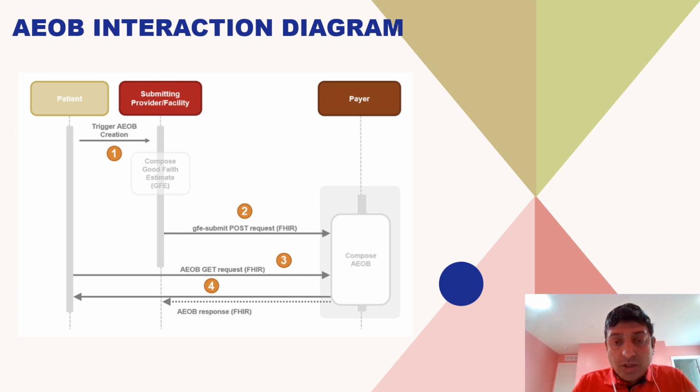Let's talk about the interaction between various actors. So we have the patient, we have the submitting provider or facility, and we have the payer as the actors in this particular workflow. The patient visits the payer or the provider or the facility, and they request a cost estimate. That triggers an advance EOB creation request. The provider facility composes the good faith estimate. The good faith estimate is submitted using a POST request via FHIR to the payer. The payer also receives the AEOB GET request in the FHIR format from the member. The payer returns the AEOB response in the FHIR format to the patient, but optionally it can also return the response to the submitting provider or facility, depending on how the workflow is designed.